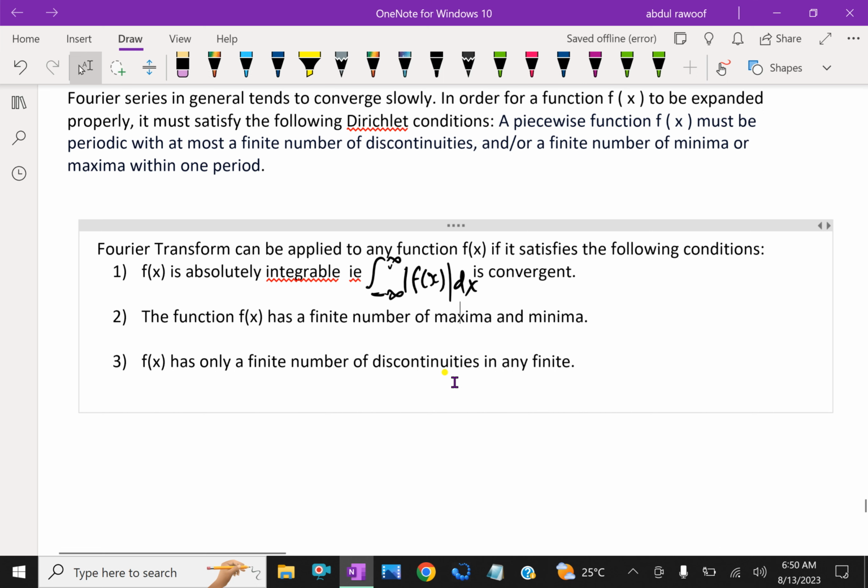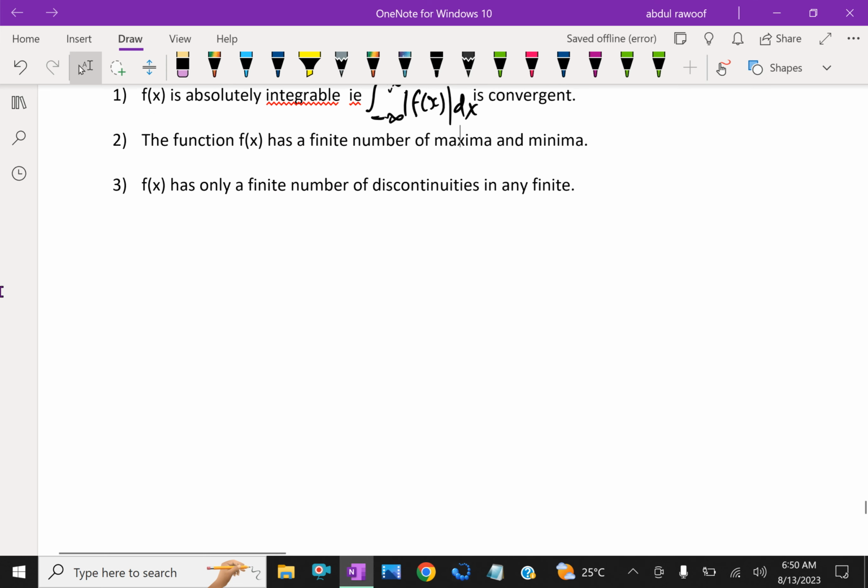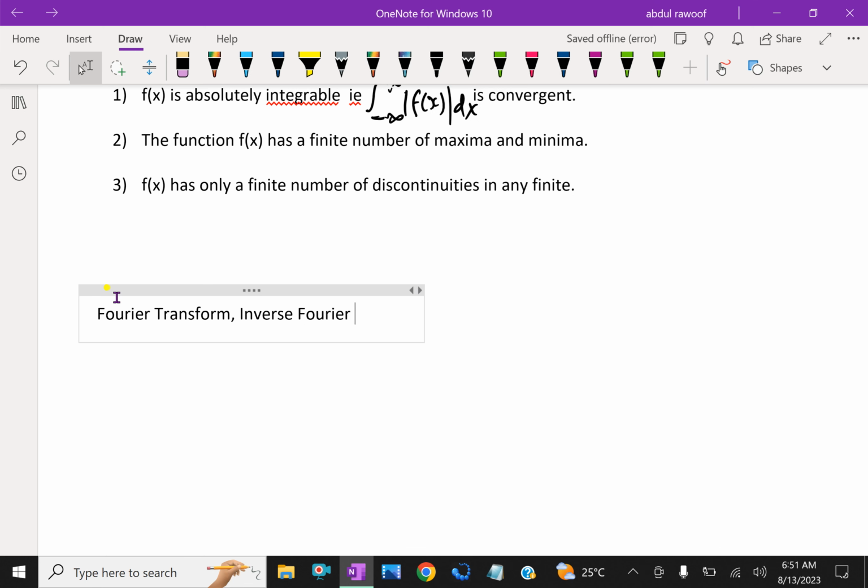Now, Fourier transform, inverse Fourier transform and Fourier integral, about these things we will discuss.